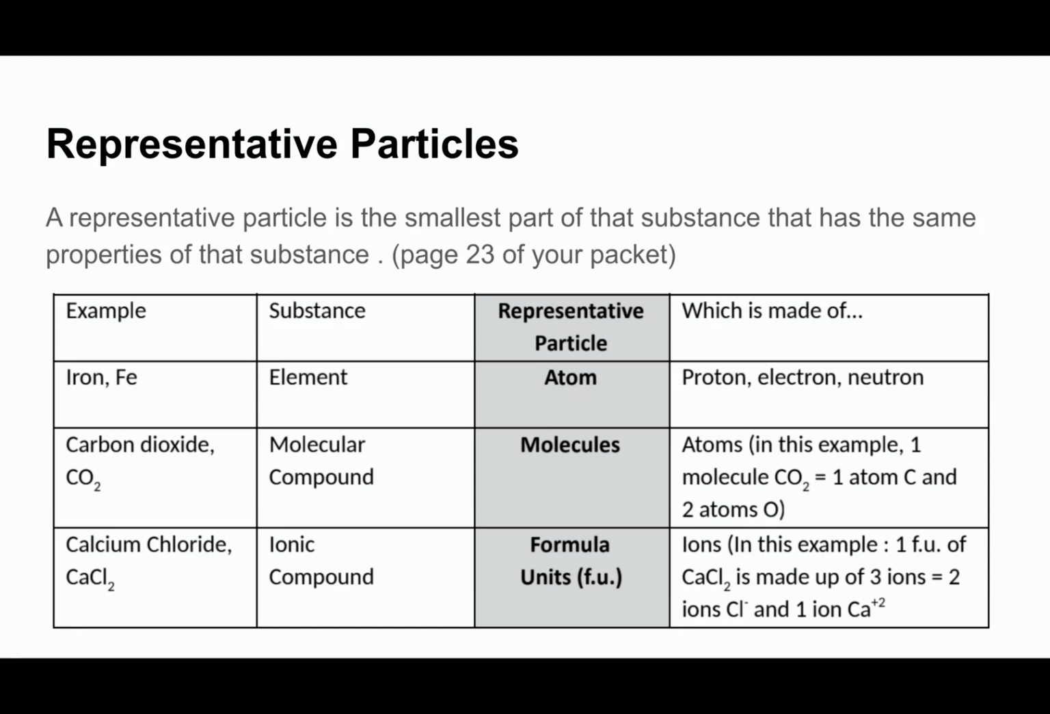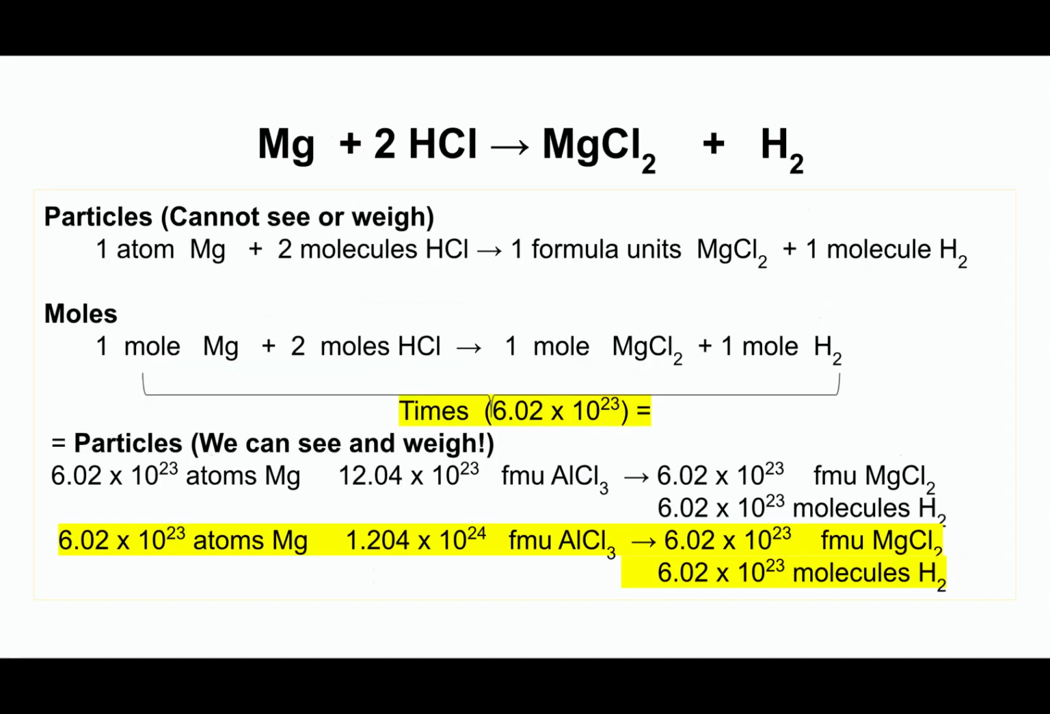Lastly, calcium chloride is an ionic compound. Its representative particle is formula units. Formula units are the repeating pattern of one Ca and two Cls that repeats through the whole solid crystal. The formula unit is made further of ions that are made of calcium ions and chloride ions. Those ions do not have the same properties as the ionic compound of calcium chloride, which is why the formula unit is the representative particle.